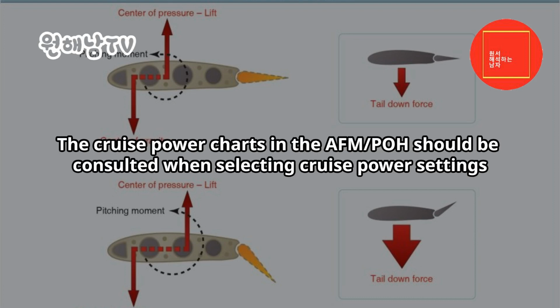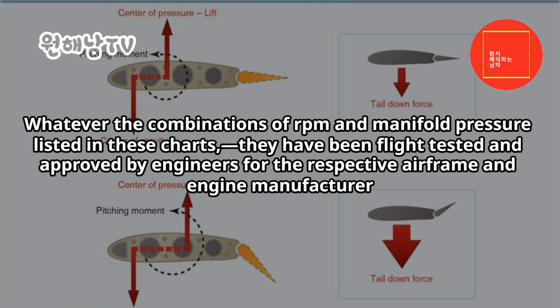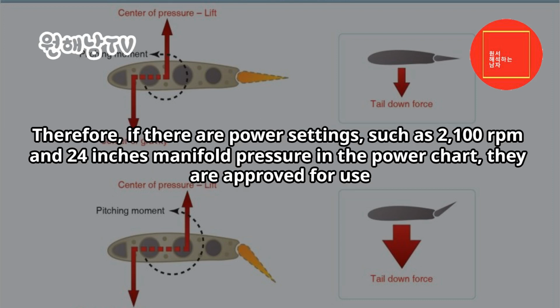The cruise power charts in the AFM/POH should be consulted when selecting cruise power settings. Whatever the combinations of RPM and manifold pressure listed in these charts, they have been flight tested and approved by engineers for the respective airframe and engine manufacturer. Therefore, if there are power settings, such as 2,100 revolutions per minute and 24 inches manifold pressure in the power chart, they are approved for use.